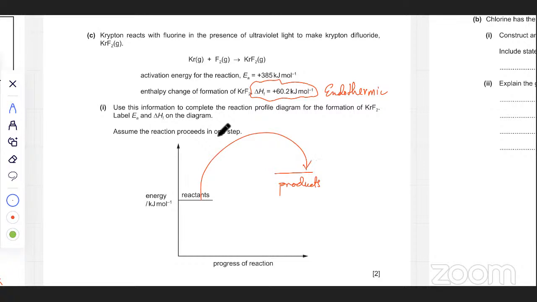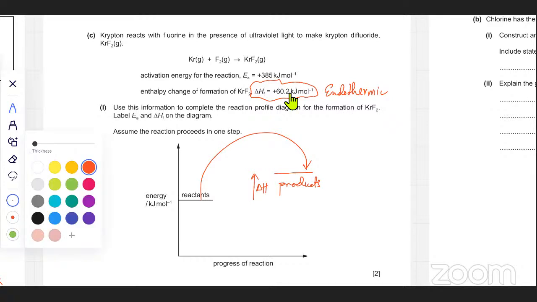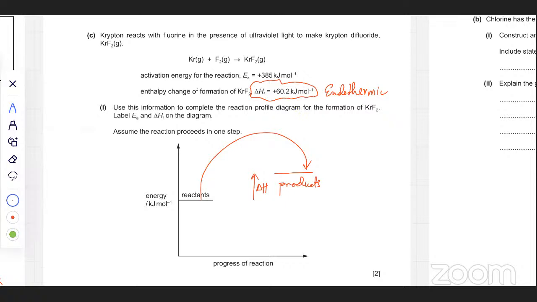Remember, all arrows are going to start from your reactants. The first arrow is your delta H, and you can quote the value as well. It's plus 60.2. Then you have to label the activation energy as well. Activation energy starts from the reactants and goes all the way to the top. That's your activation energy, and you can quote the value as well. I think they did ask you to label EA as well as delta HF.